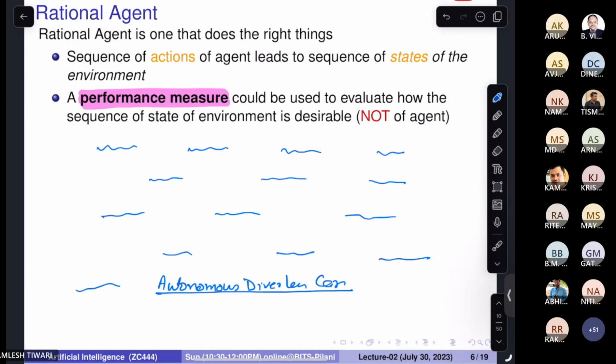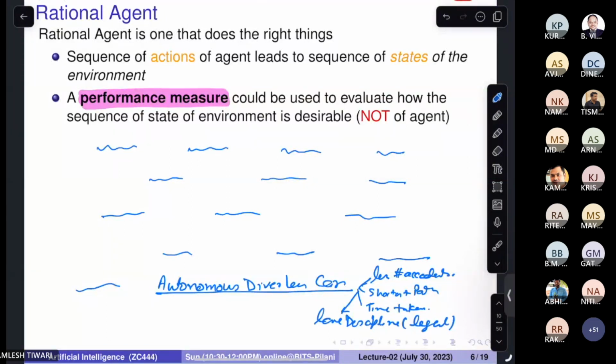No accident. The less number of accidents it makes. Shortest path, and how fast it is able to reach the destination. Time taken. How well it is able to keep its lane. Lane discipline.